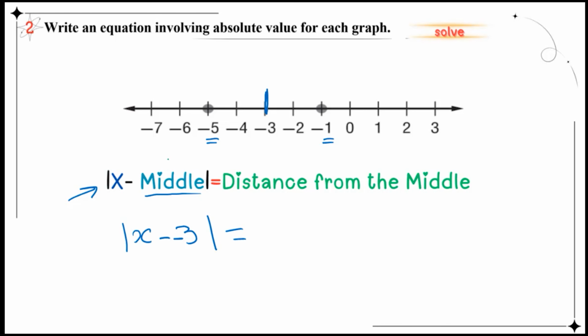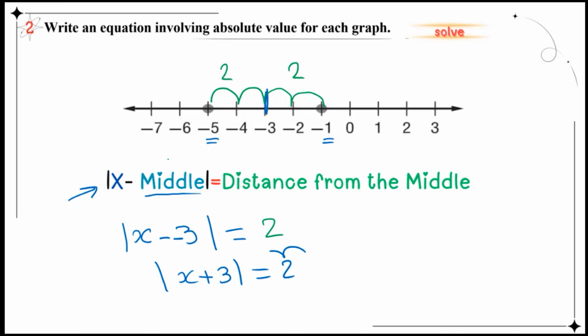Count from here: 1, 2, this is 2 units to reach negative 1, and another 2 units to reach negative 5. Then the distance from the middle to any solution will be 2. But this negative, we should convert it to be positive. Then x plus 3 equals 2. The final answer will be absolute value of x plus 3 equals 2.